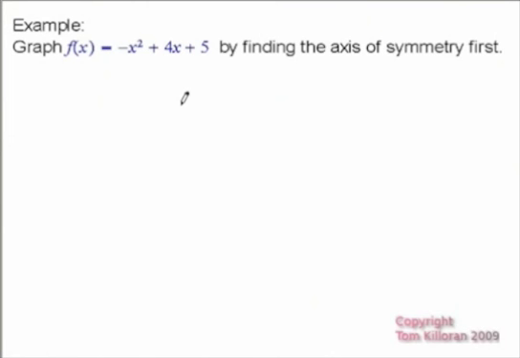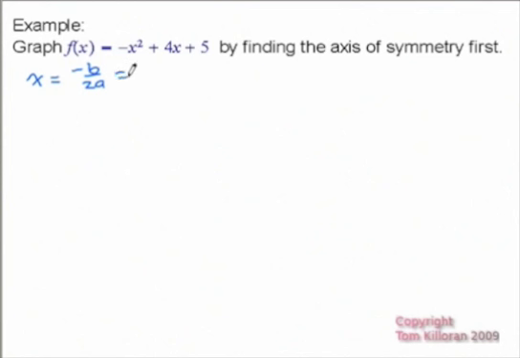Another example of graphing a parabola, but in this case we're going to look for the axis of symmetry first, whereas with the perfect square one, we would look for the vertex first. The formula for the axis of symmetry is x equals negative b over 2a. Kind of like the quadratic formula, b is the second coefficient, a is the first coefficient.